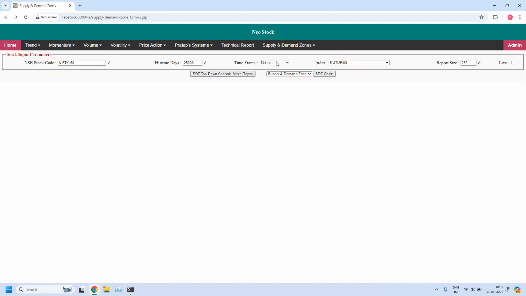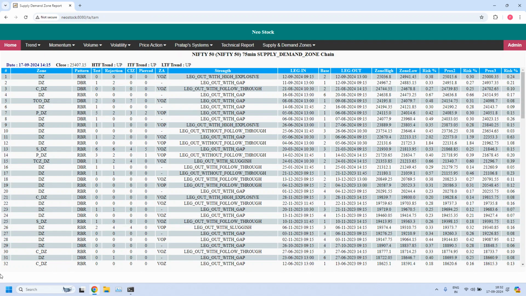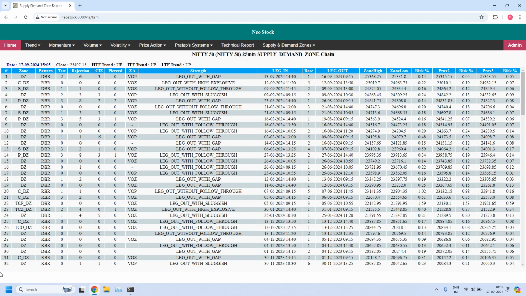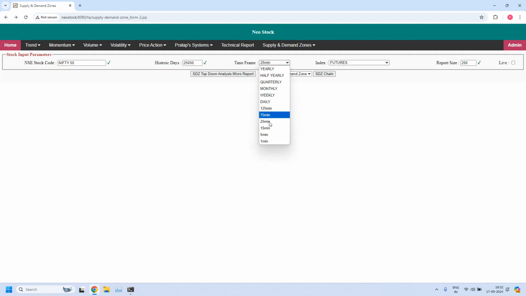The next time frame is 75 minutes. I am generating 75 minutes supply demand zone chain for NIFTY. Next time frame is 25 minutes. I am generating 25 minutes supply demand zone chain for NIFTY. The next time frame is 15 minutes. I am generating 15 minutes supply demand zone chain for NIFTY.